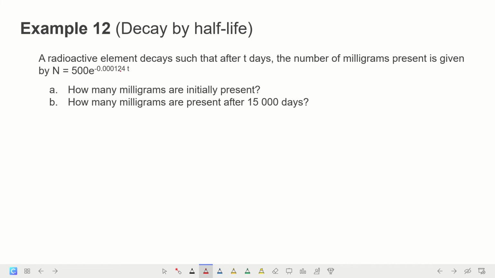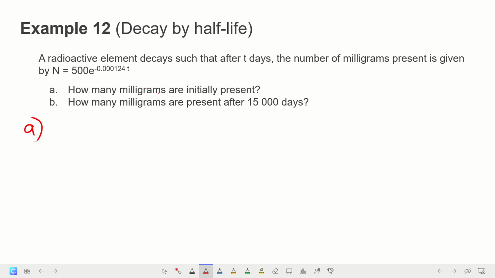A radioactive element decays such that after T days, the number of milligrams present is given by N is equal to 500 e raised to negative 0.000124 T. Letter A, how many milligrams are initially present? And letter B, how many milligrams are present after 15,000 days? So, let us answer letter A first.